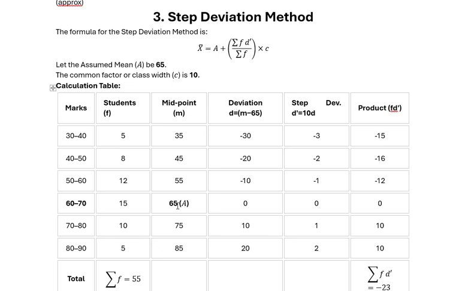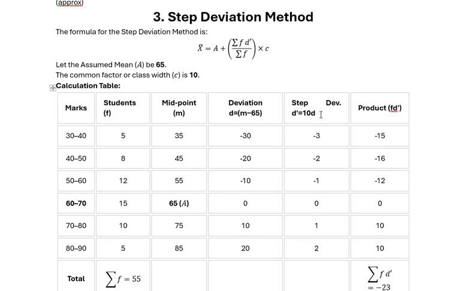So assumed mean is 65 and we have 35. 35 minus 65 will become minus 30. 45 minus 65 will become minus 20. 55 minus 65 will become minus 10. 75 minus 65 will become 10. 85 minus 65 will become 20.